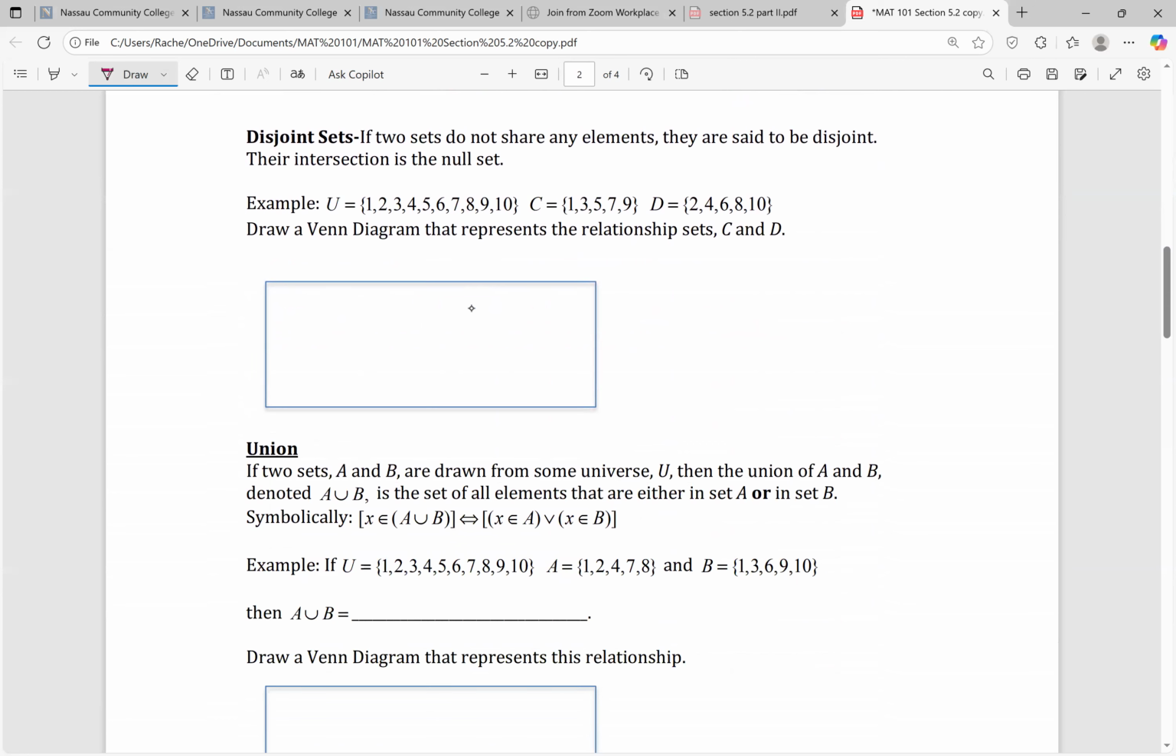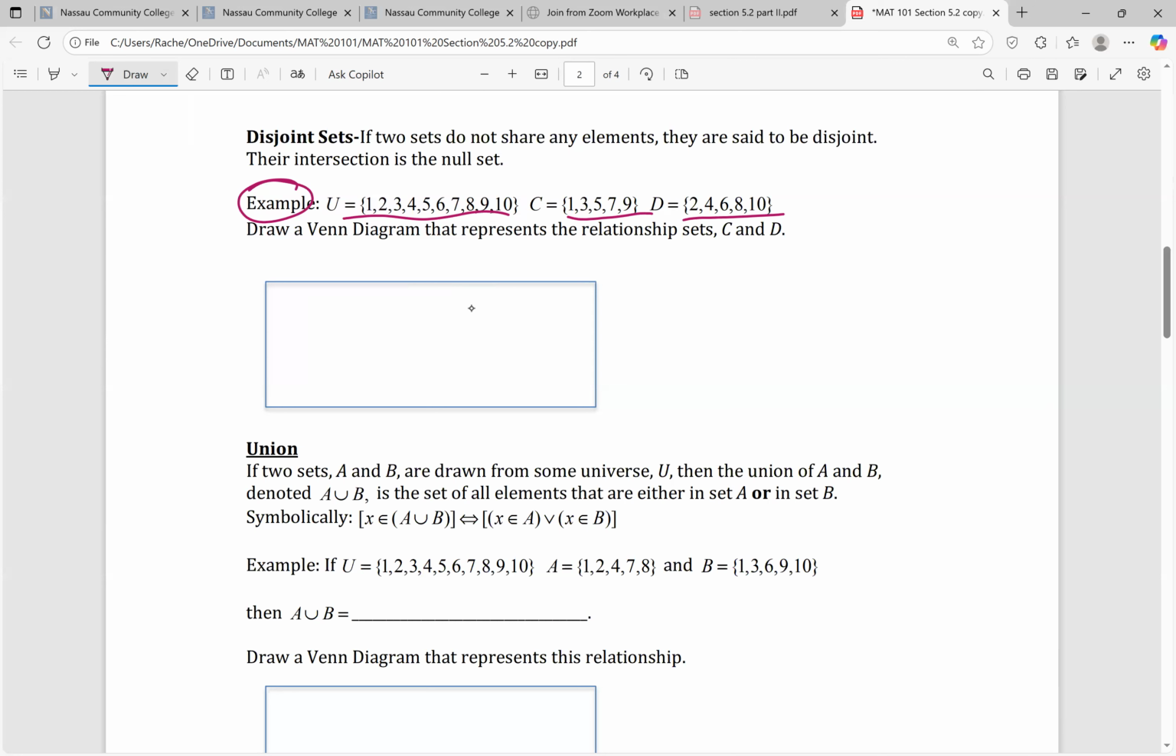So now let's talk about disjoint sets. If two sets do not share any elements in common, they're said to be disjoint. So they have no intersection. Their intersection would be the null or the empty set. So for example, we have the universal set is 1 to 10. Set C is 1, 3, 5, 7, 9. Set D is 2, 4, 6, 8, 10.